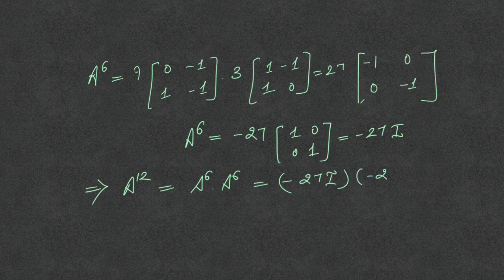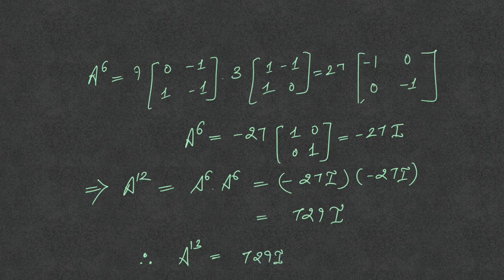into minus 27I, which becomes 729I, because 27 into 27 is 729, minus and minus is plus, and I times I in matrix form will give us the identity matrix. Therefore, A to the power 13 becomes 729I into A, which becomes 729A, because simply the property here is AI is equal to A.